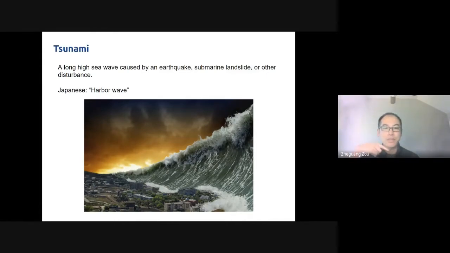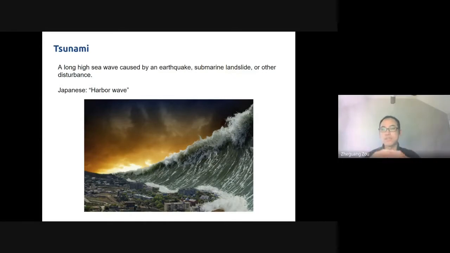So I looked at Wikipedia, and this is what they mention. The definition of a tsunami is a long, high sea wave caused by an earthquake, submarine landslide, or other disturbance. Anyway, some activity happens on the seafloor or underground that can cause a tsunami. Usually when there's an earthquake or a landslide, they release quite a lot of energy in a very short amount of time.